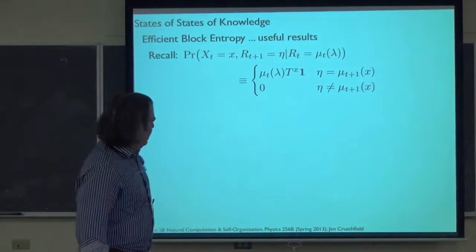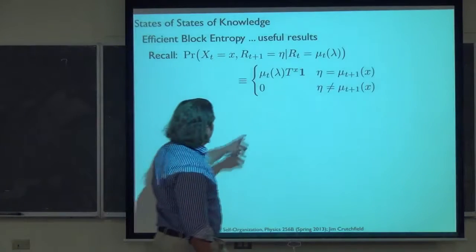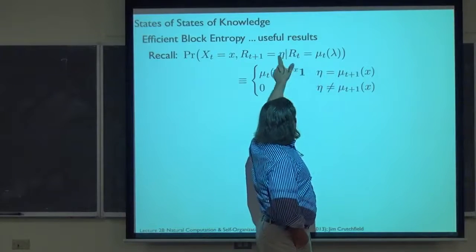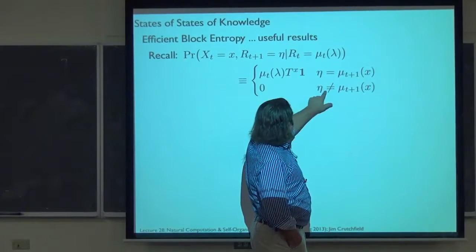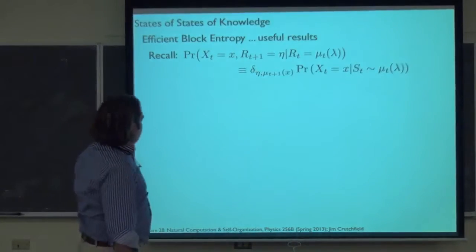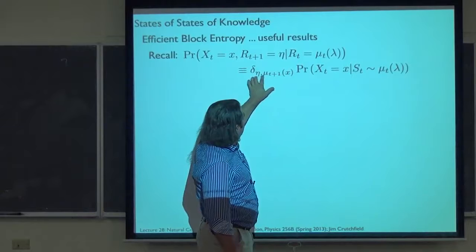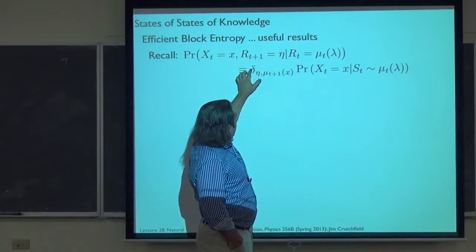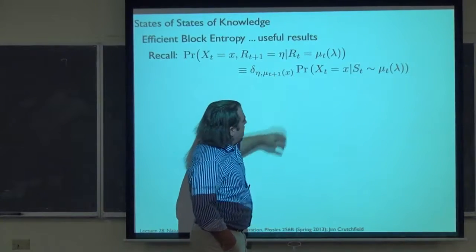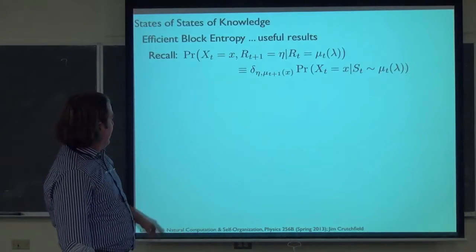I'm going to replace this form with a delta function, but I mean the same thing. It seems highly redundant because we're pushing the distribution forward with a deterministic function. Therefore, there's only one next value we're going to get here. And every other place, this probability is zero. We're not going to go to that mixed state. So I'm just taking those two cases and summarizing them compactly with this delta function. It just means that this is one when the eta I'm looking at is the mixed state pushed forward. Otherwise, the mixed state probability would be zero.